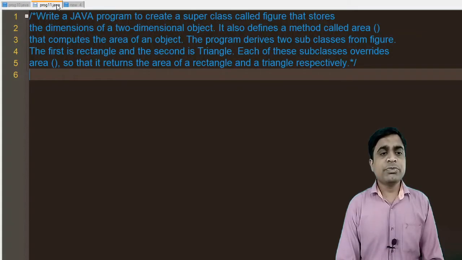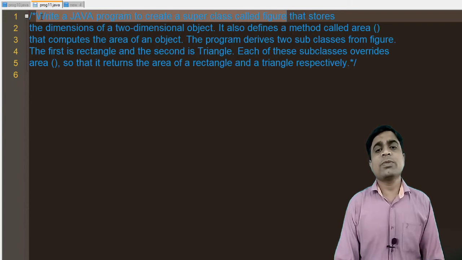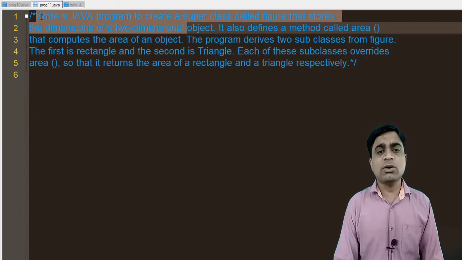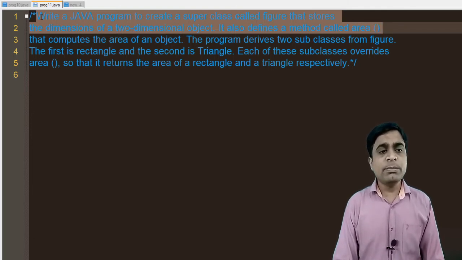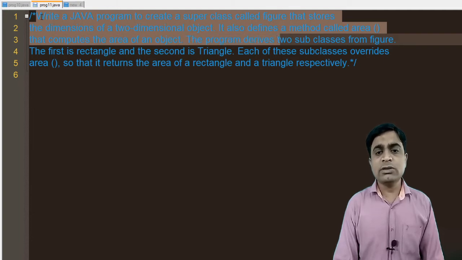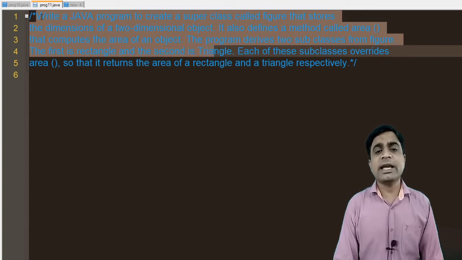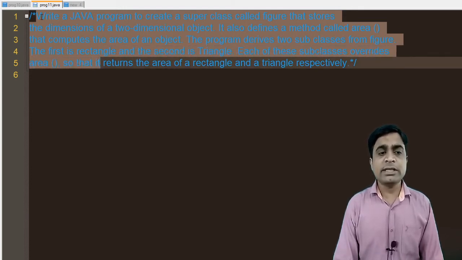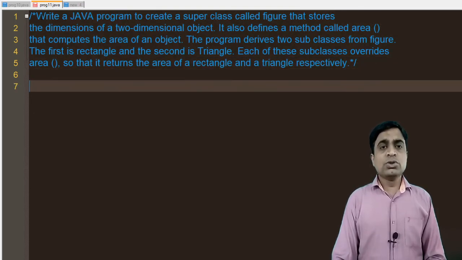Now next program, that is using inheritance. Now what is our question? First of all, write a Java program to create a superclass called Figure. So we need to create a class Figure that stores the dimensions of a two-dimensional object. Okay. Now it also defines a method called area, that computes the area of the object. Now the program derives two subclasses. So here the two subclasses from Figure are, the first one is Rectangle and the second one is Triangle. Each of these subclasses overrides the area method, so that it returns the area of the rectangle and triangle respectively. So hope you understand the question.